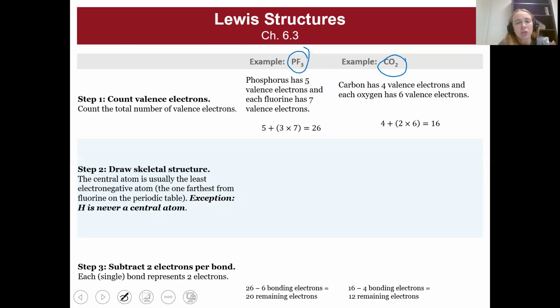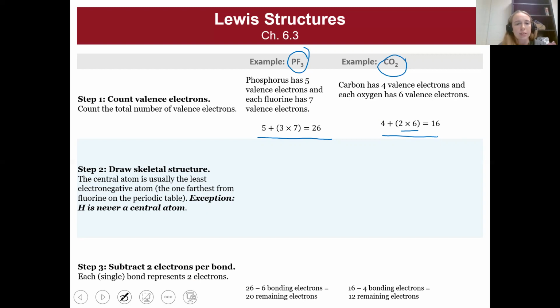So phosphorus has 5 valence electrons, and each fluorine has 7 valence electrons. So our total is going to be 5 plus the quantity of 3 times 7. So that's 21 plus 5 is 26. We have 26 valence electrons in this molecule. Carbon dioxide, on the other hand, carbon has 4 valence electrons, each oxygen has 6, so 2 times 6 is 12, plus 4 is 16. So we've got 26 electrons in PF3 and 16 electrons in CO2.